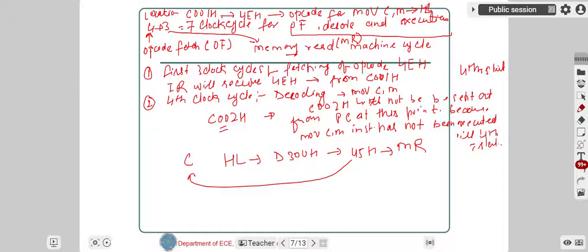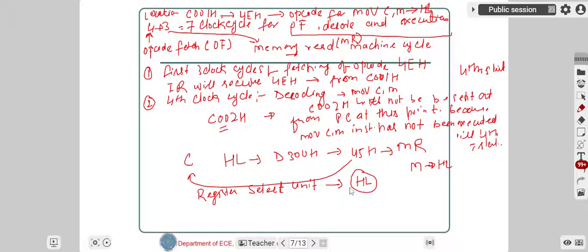What will happen here is that the HL contents are required to be copied to the C register. So the control unit will direct the register select unit to select the HL register pair. There is one register select unit which will select this HL register pair as soon as this instruction is decoded, because M means HL register pair. So this register select unit will select the HL register pair from all the register pairs available.